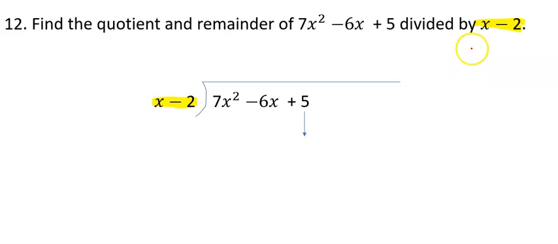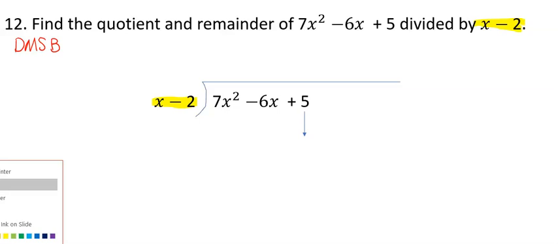So we're going to follow the long division steps. First we're going to do division, multiplication, subtraction, and then bring down. We can remember these 4 steps by saying, does McDonald's sell burgers? So first step, we're going to do division, and we want to check how many times x minus 2 goes into 7x squared minus 6x.